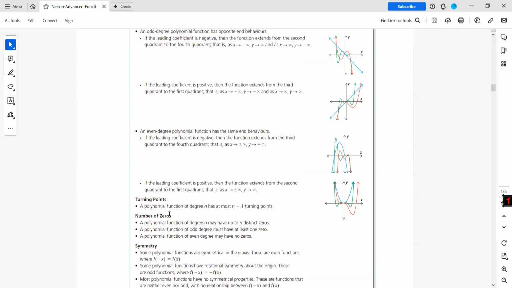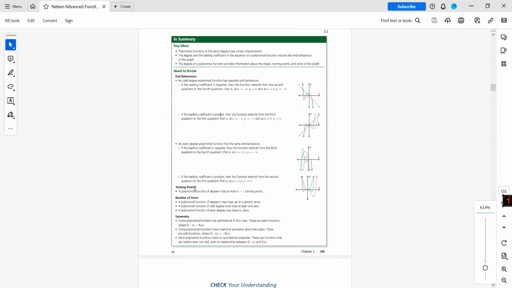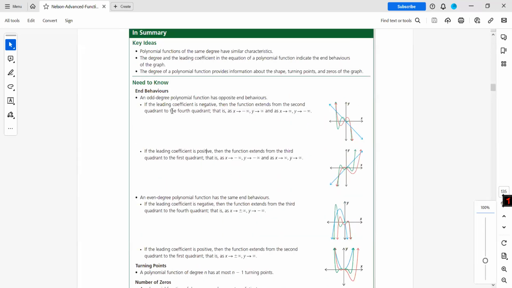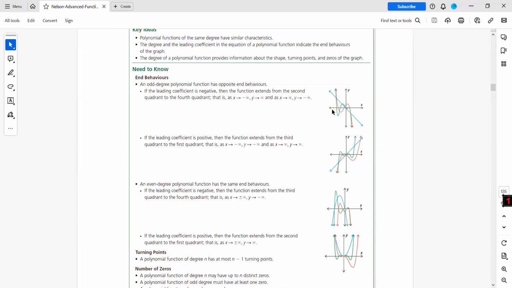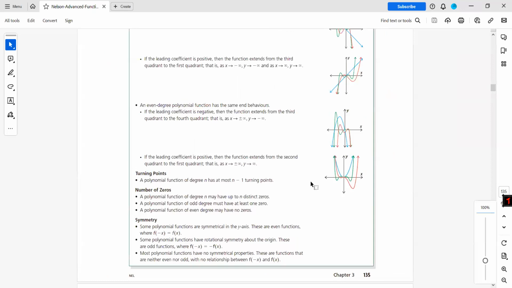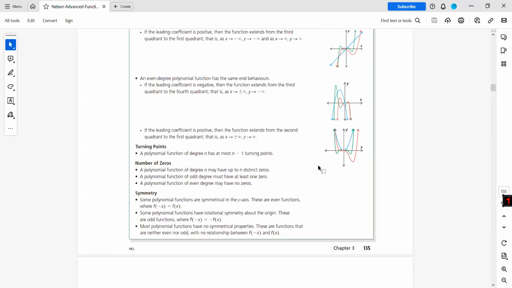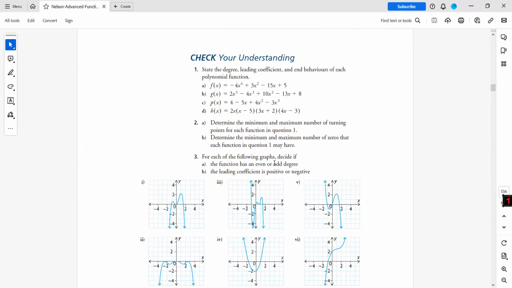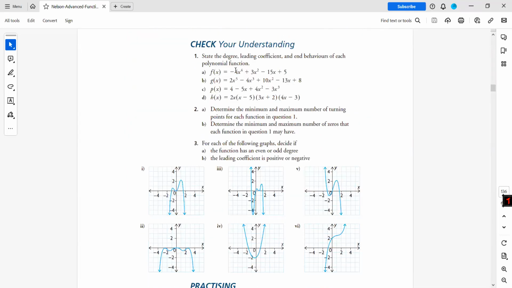Okay? Please take a moment to copy down some of these key points. These 3 points are important: turning points, number of zeros, and symmetry. Please copy this down, and right after that, I want you to practice this one thing.